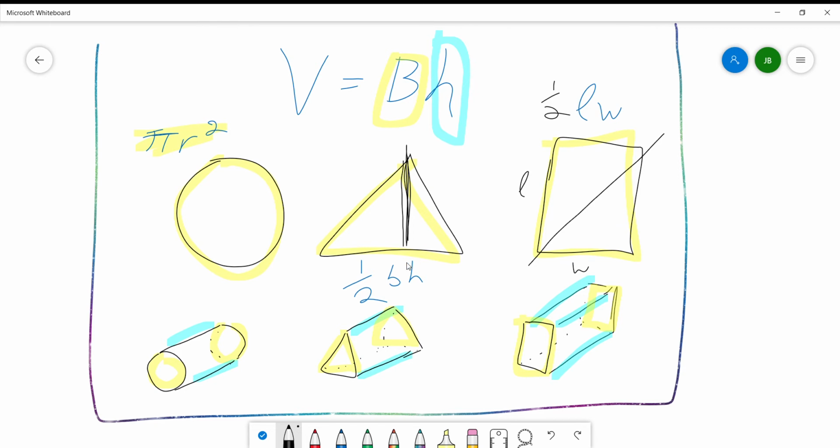Okay, so once we have the base, we multiply it by how far apart the 2 bases are. And that tells us how much space it's taking, how much space our prism or cylinder is taking up. Now, what about surface area? This gets a little bit more tricky, but let's start with the easy ones.